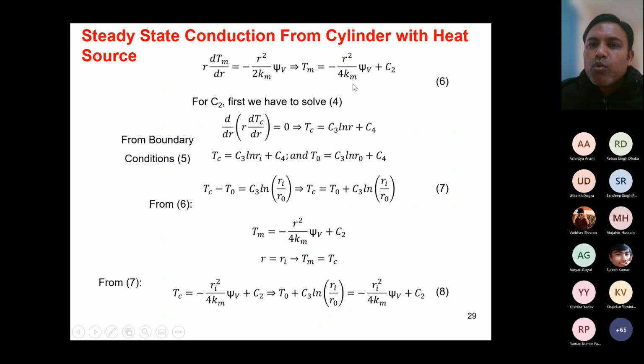And after integration, what we get is Tm will be obtained as minus r square by 4 km psi v plus C2. Now this C2 is unknown. Is it clear to everyone what we have done so far? Yes, sir. So we have integrated. Sir, how did we calculate C1? Can you show how we calculated the constant C1?